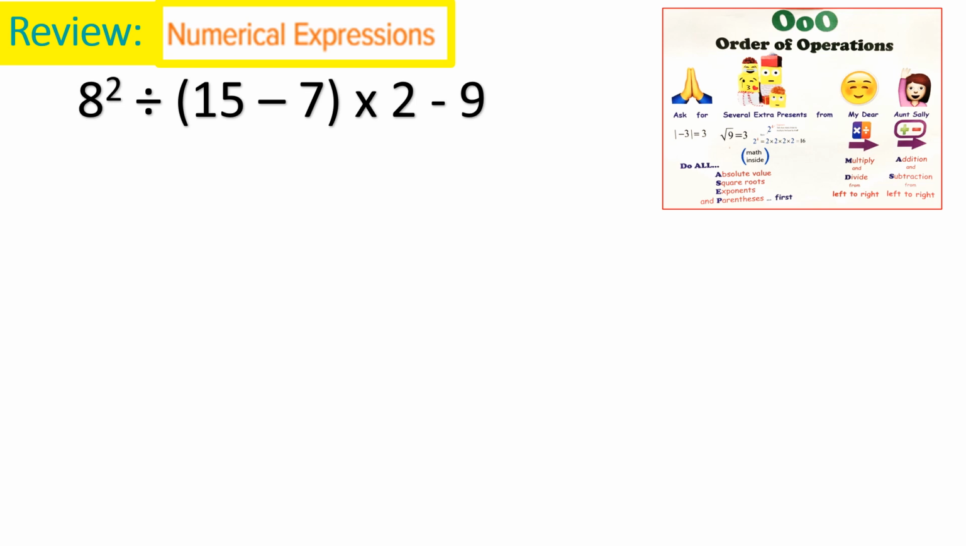So we start looking. Do we have any absolute values or square roots? No, because we haven't added those into our lessons yet. But we do have exponents and parentheses. So let's start with our exponents. 8 squared, or 8 to the second power, tells you to multiply 8 by itself 2 times. So 8 times 8 is 64. And then I have parentheses. Basic subtraction. What is 15 minus 7? 15 minus 7 is 8.